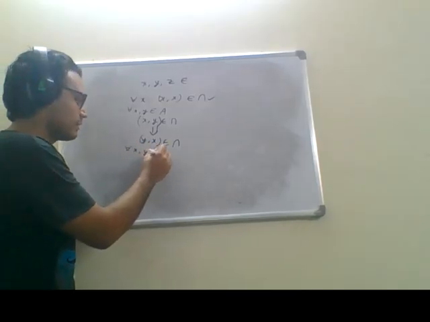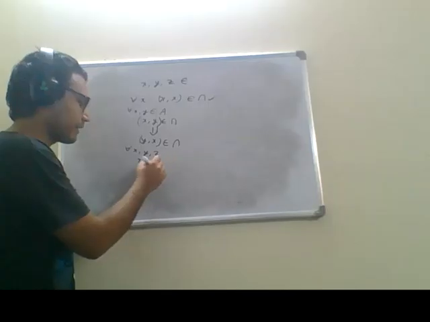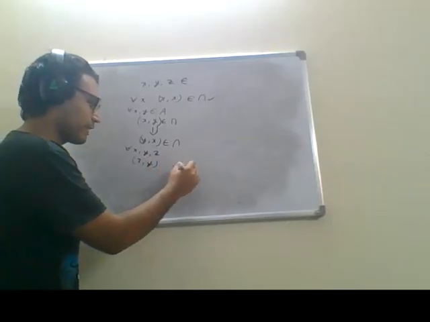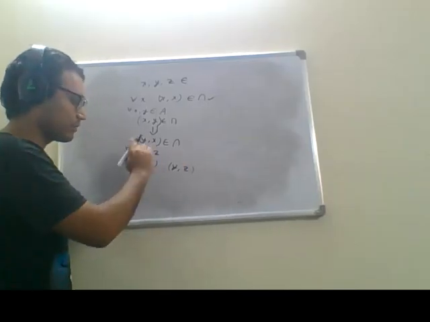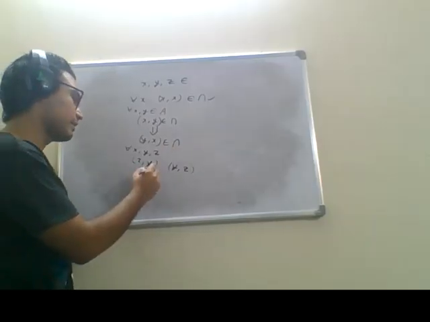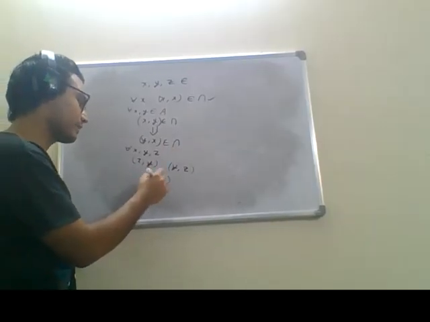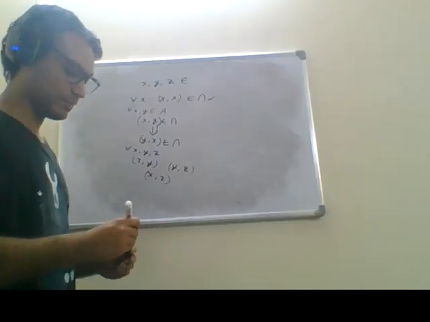Let's see. So this is belonging in all of them. This is also belonging in all of them. And we can use the transitivity of all of them to get this is in all of them. So we're done. Okay.